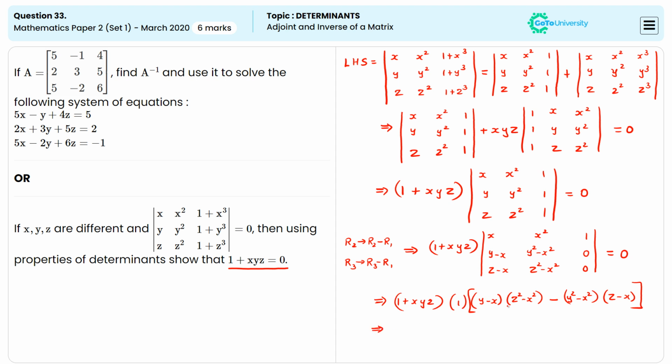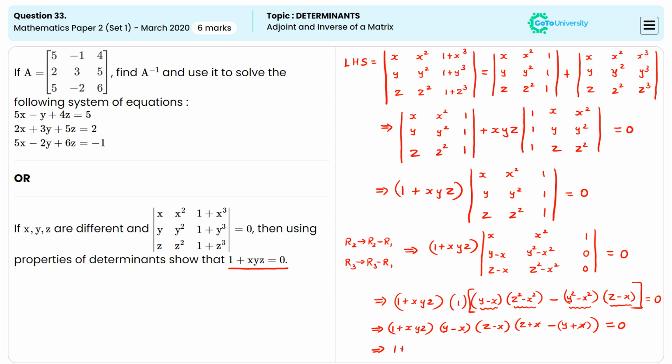Now on simplifying this, I can say z square minus x square is z plus x times z minus x, and y square minus x square is y plus x times y minus x. And looking into this, I can see y minus x common here, and here also in y square minus x square we have got y minus x. And here we can see z minus x is also common, where z square minus x square is nothing but z plus x into z minus x. So I can take y minus x outside and z minus x outside. I'll be left with z plus x minus y plus x. So on simplifying this, x gets cancelled, and this is equal to 0.